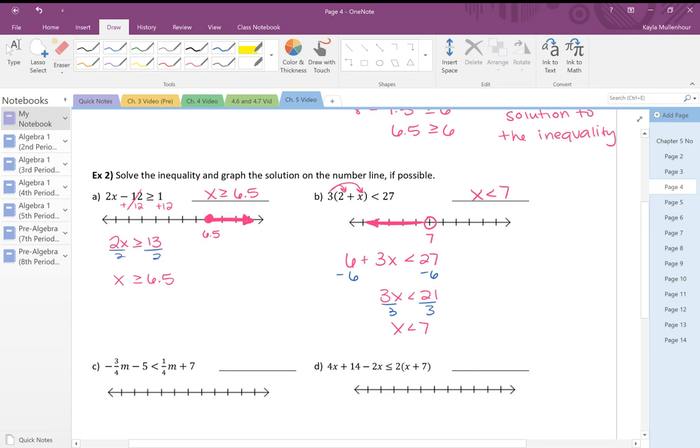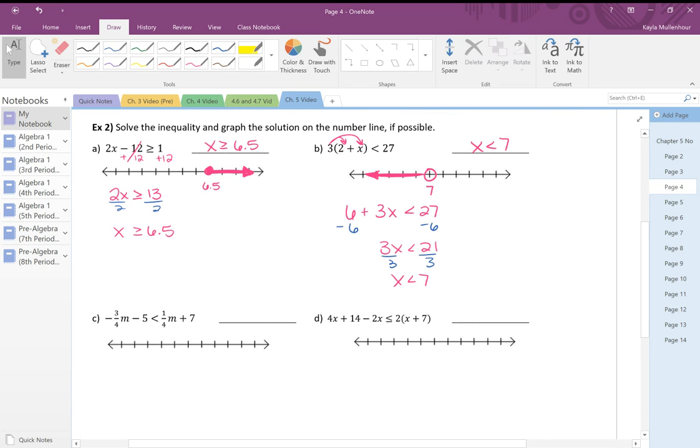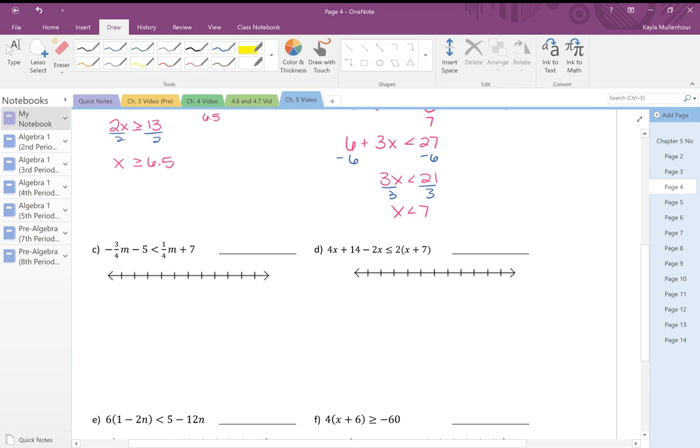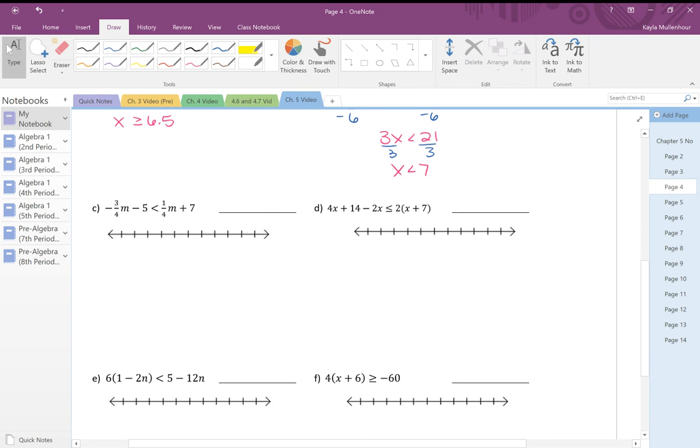I'm going to let you have fun with C on your own. You've got some fractions there. But let's take a look at example D. There's a lot going on.